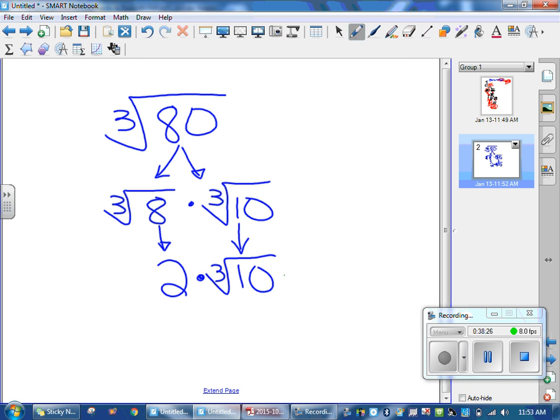This concludes Part A of Unit 1, Radicals and Exponents.